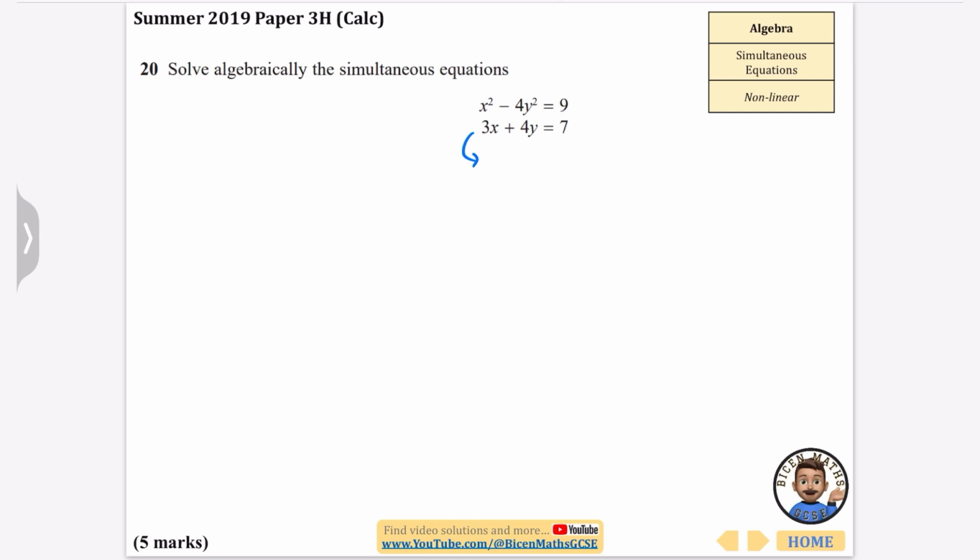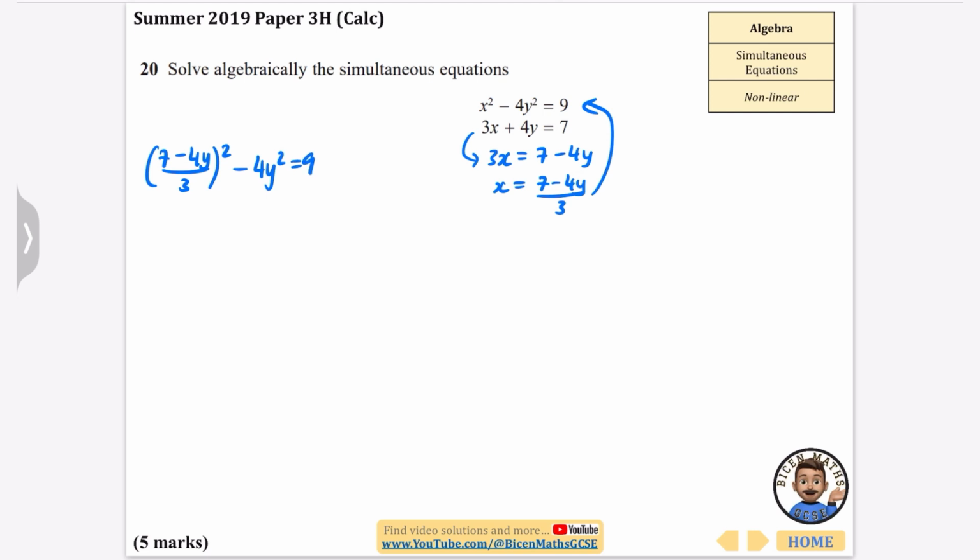So if I make x the subject, I would get that 3x is equal to 7 minus 4y, which means that x is 7 minus 4y over 3. And I'm going to sub that in to the first equation. So it's going to be x squared. That's going to be 7 minus 4y over 3 squared minus 4y squared equals 9.